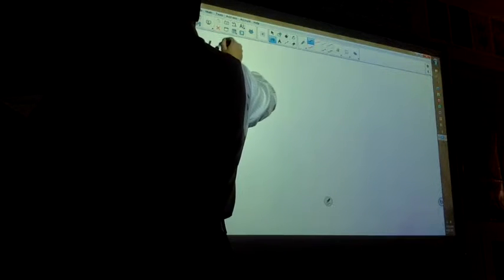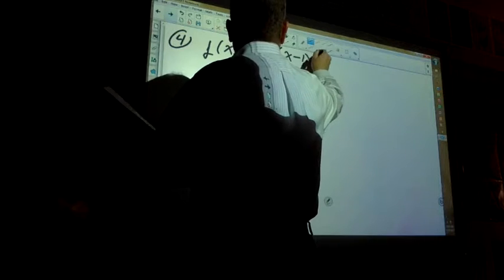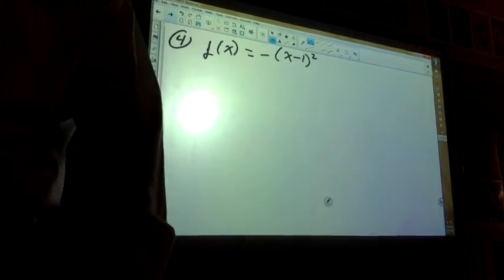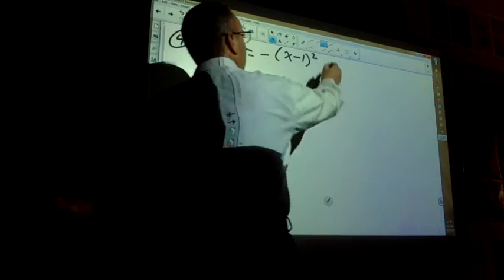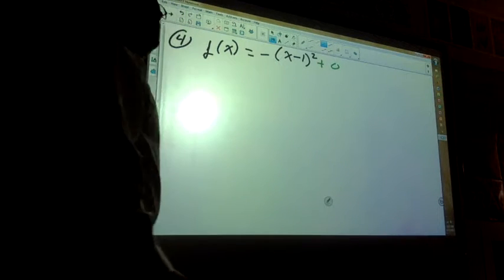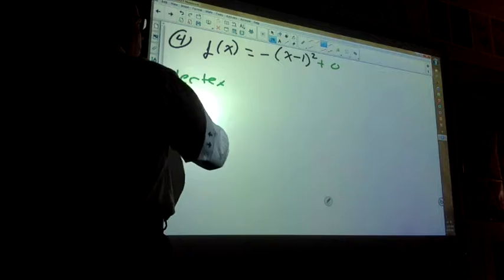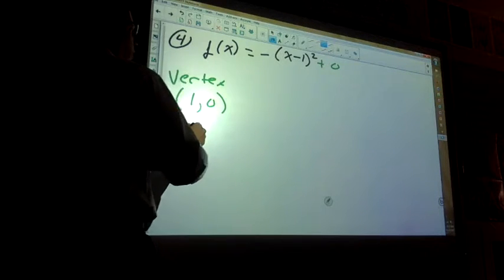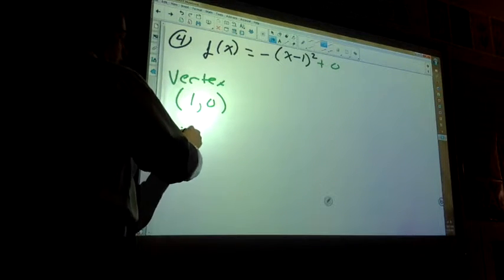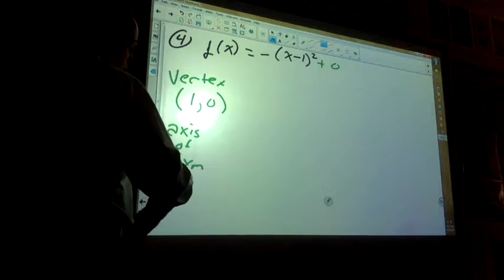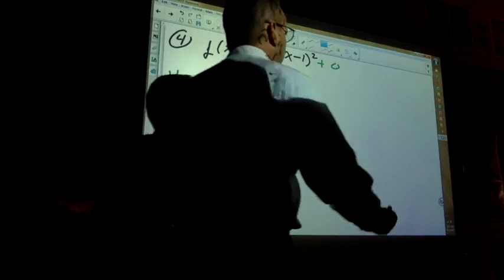F of x is equal to negative x minus 1 quantity squared. Hey, this one is actually set up in vertex form. What's missing? Which letter? The k value. So what's my vertex? 1, 0. Remember, opposite inside, same outside, so 1, 0. Axis of symmetry is x equals 1. Does this open up or down?